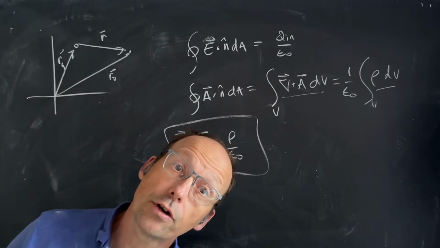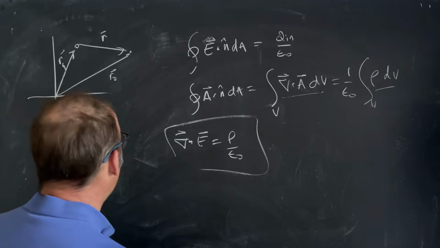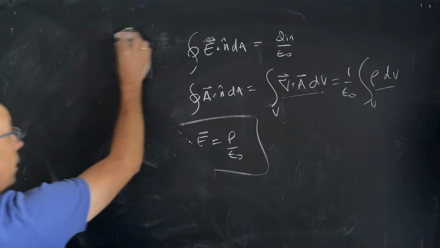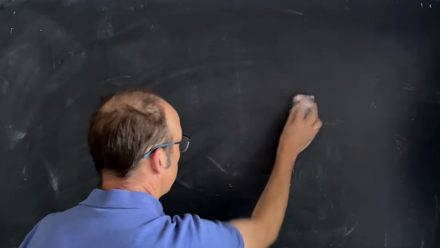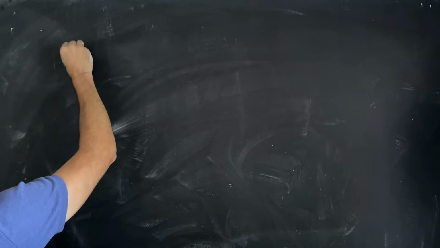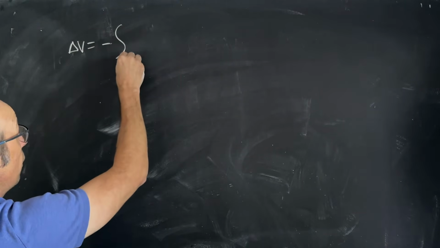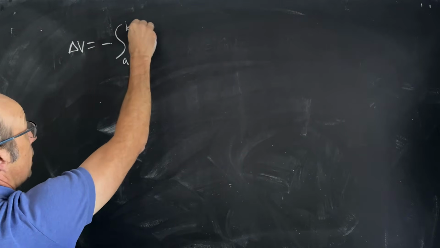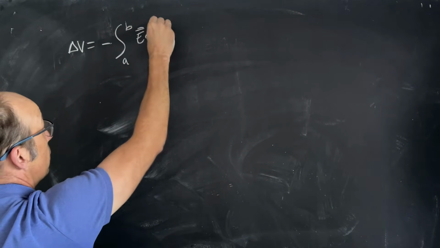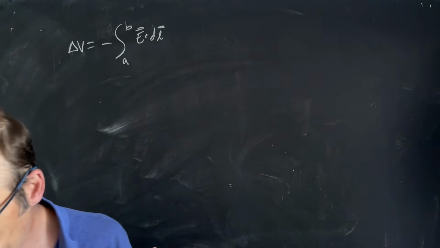Moving right along, turning the page on my notes. Okay, next we have the definition of electric potential. We define the change in electric potential as negative the integral from point A to point B of E dot dl. That's how we define the change of potential between 2 points, if you know the electric field.